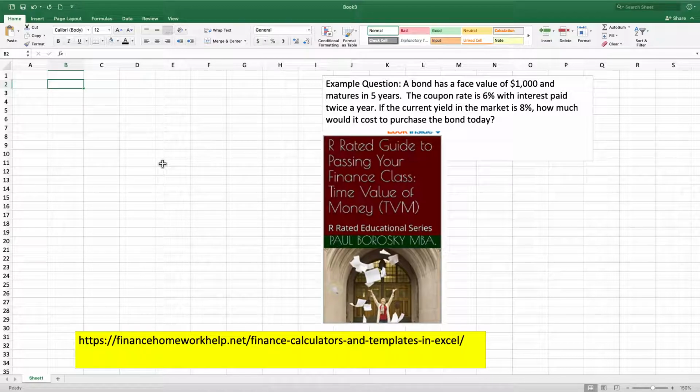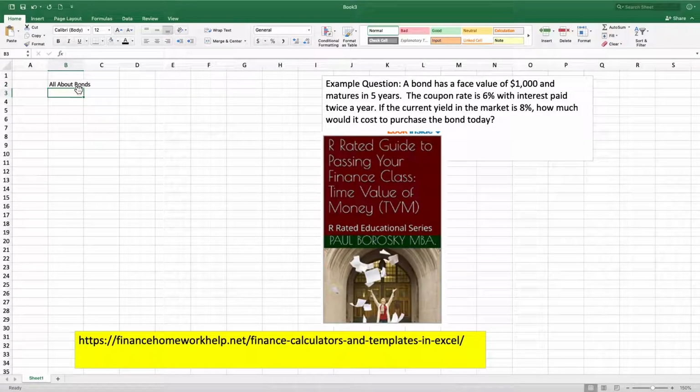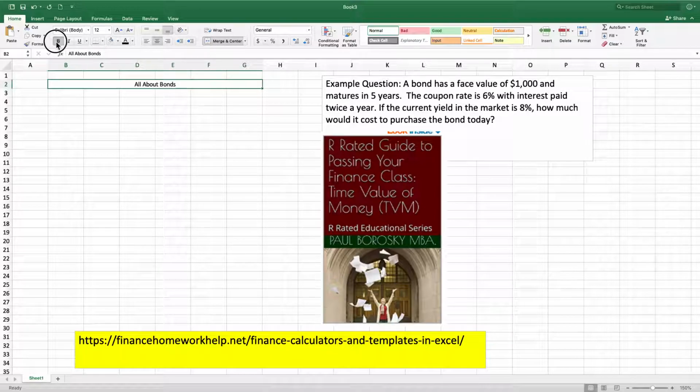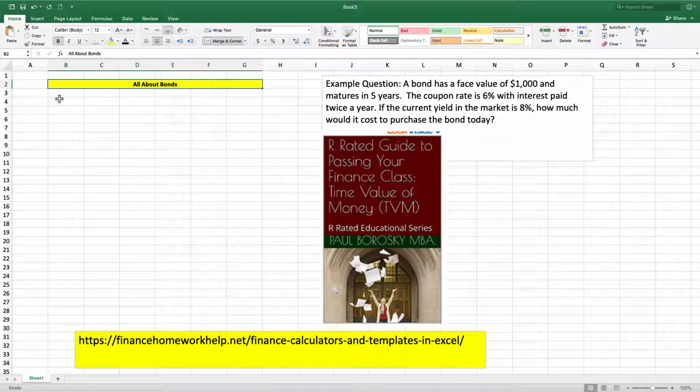So the first thing we're going to do is set up our template, and I like to start off with a label. We'll call it All About Bonds. Then we'll merge this across a few cells, turn it bold, and turn the background yellow, just make it all pretty.